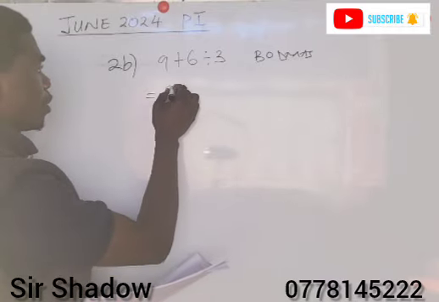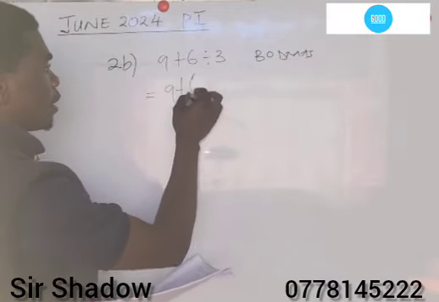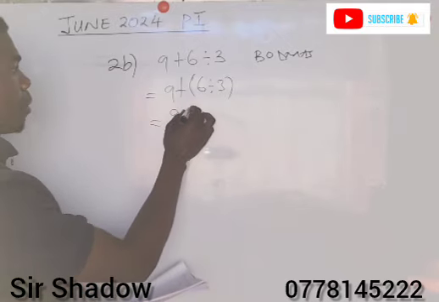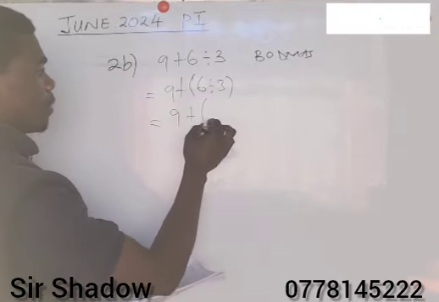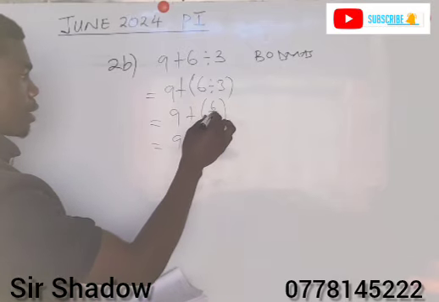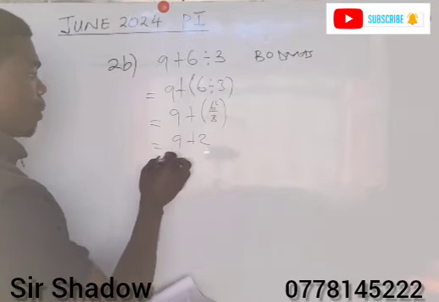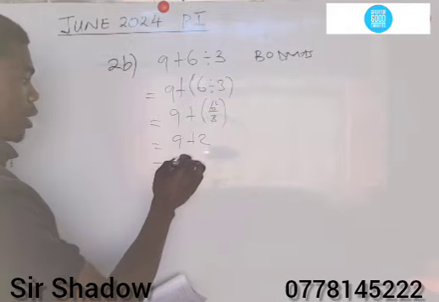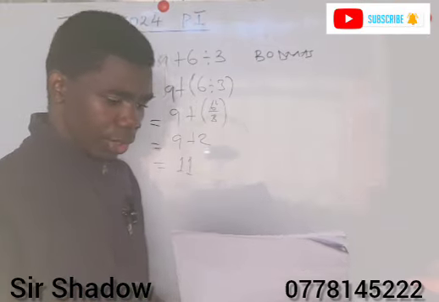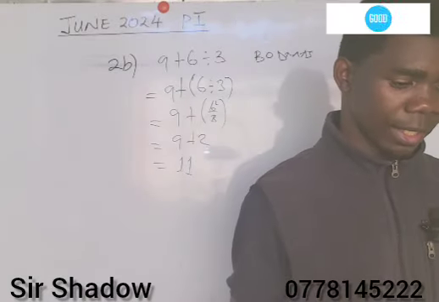So this is equal to 9 plus 6 divided by 3. 6 divided by 3 becomes 2. So 9 plus 2 becomes 11. So this is the value we are asked to find.